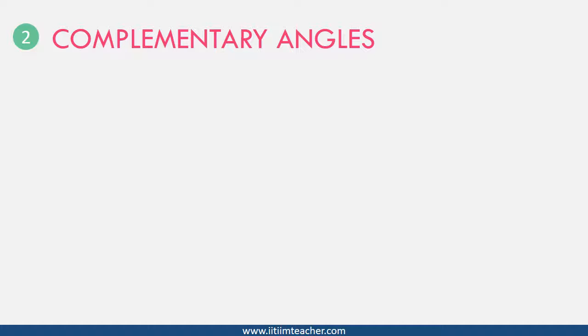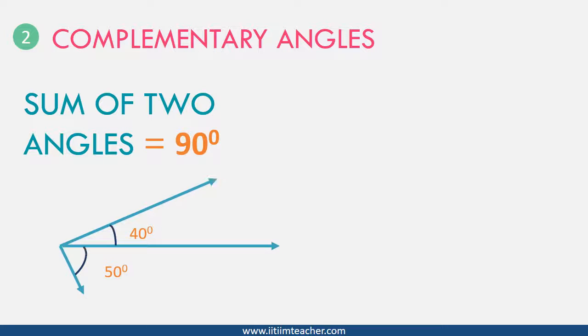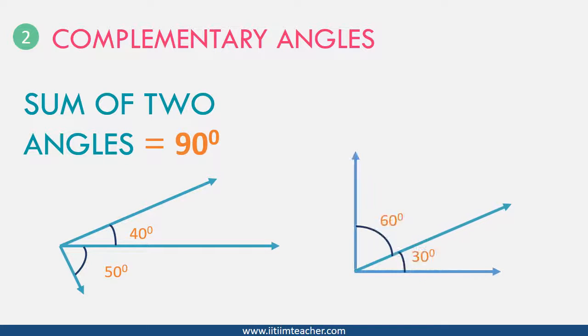Complementary angles. Two angles are said to be complementary to each other if their sum is equal to 90 degrees. For example, these two. Another example, 60 and 30 degrees.